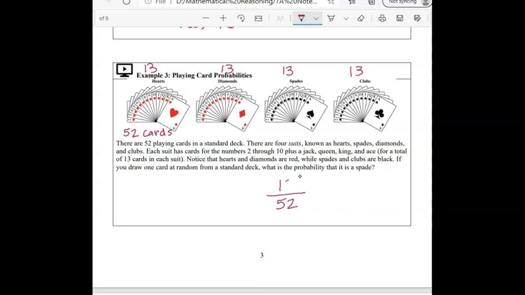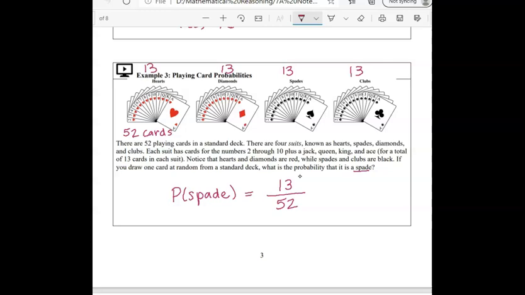And there are 13 of them that are spades. So I have a chance, 13 out of 52, that I'm going to draw a spade. So what's the probability that we're going to draw a spade? It's going to be 13 out of 52. Now you want to see if this fraction will reduce.